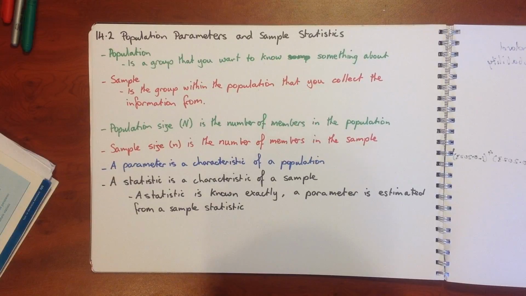A parameter is a characteristic of a population, and a statistic is a characteristic of a sample. A statistic is known exactly. A parameter is estimated from a sample statistic.